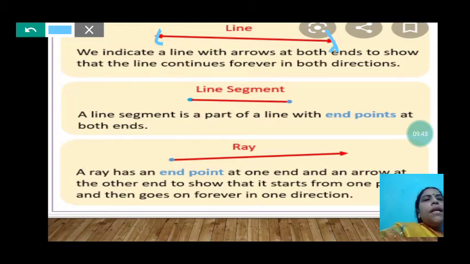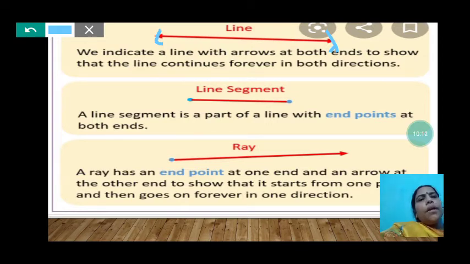Now a line segment is a part of a line with end points at both ends. So you can see here that blue dot. It has end points, that means it is ending on both these sides. At both sides there is an endpoint, that means it has a fixed length. A line segment has a fixed length because it has endpoints where it will end. That shows that from there to there it has the length.